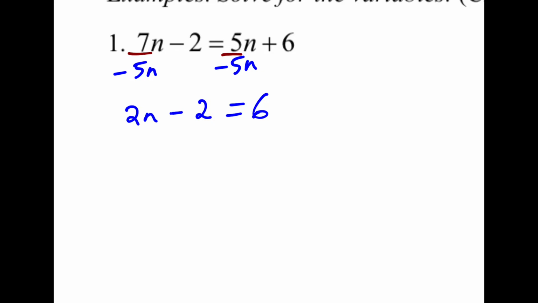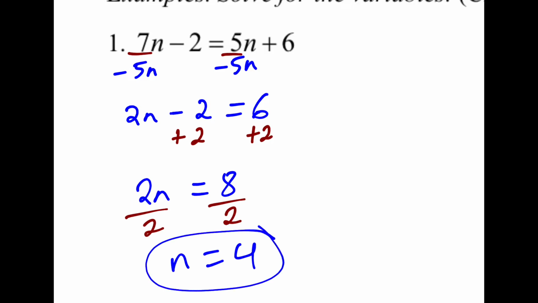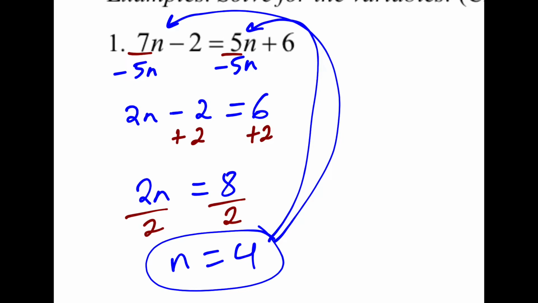Then I'm going to cancel out any constants on the left by adding 2 to both sides, and I'm left with 2n is equal to 8. Now I'm down to a one-step equation. So I divide by whatever's in front of n, I undo the multiplication, and my final answer is that n is equal to 4. If I wanted to test my answer, I could plug it in to both of these cases. 7 times 4 is 28, minus 2 is 26. 5 times 4 is 20, plus 6 is 26.